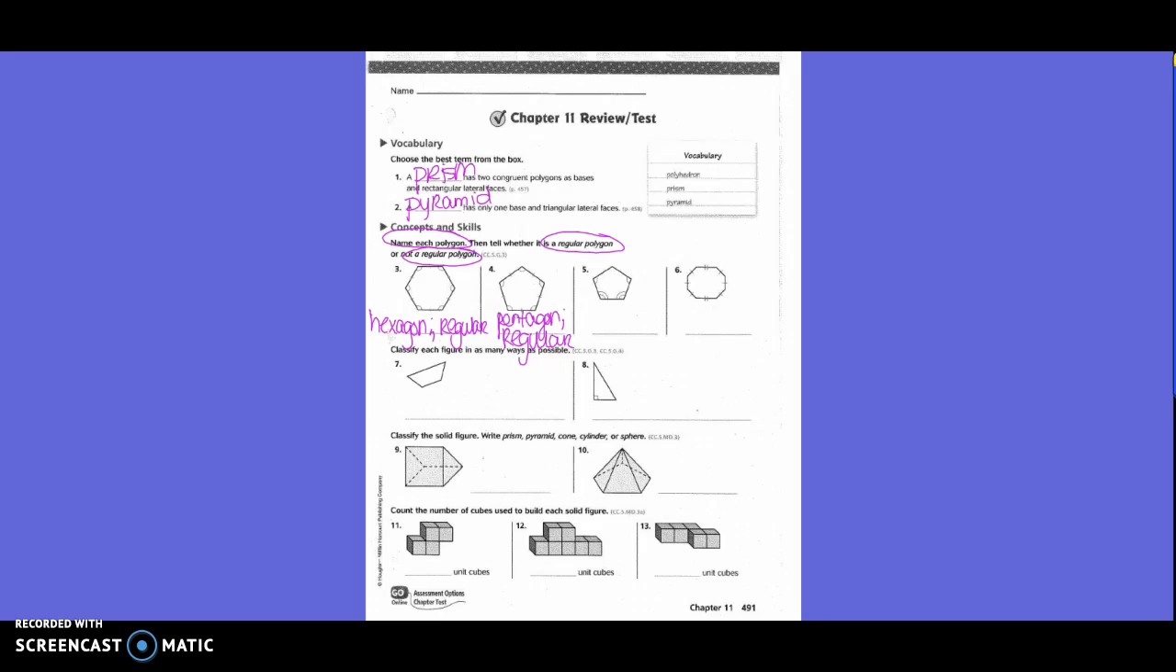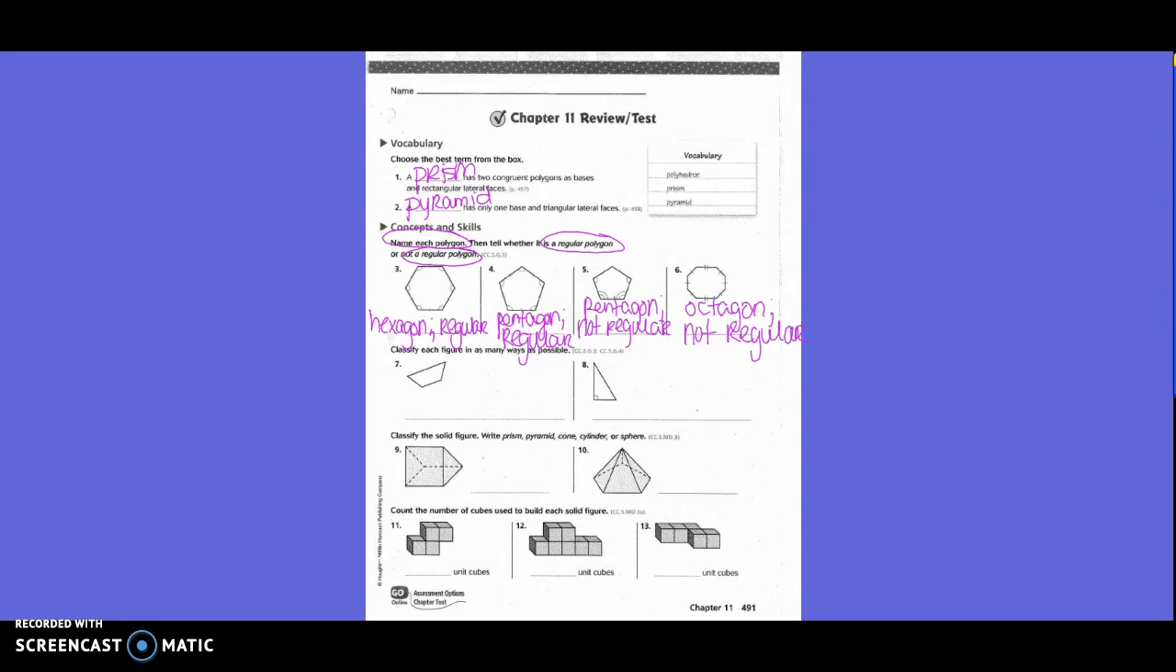Number 5, it's a pentagon, and is it regular or not regular? Not regular, because all of the angles are not congruent, right? And number 6, what shape is that? It's an octagon. Regular or not regular? Not regular, because all the sides are not the same length, right?